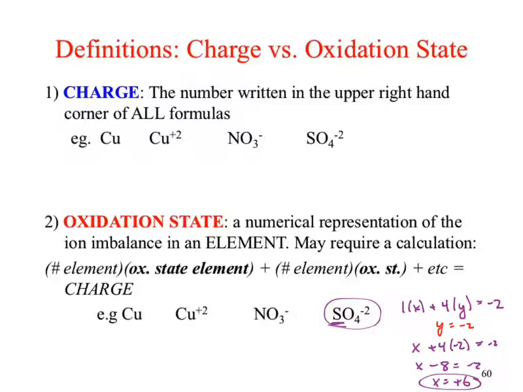Okay. That's how you're going through and doing this. You're looking at the balance of protons and electrons within an individual atom, and you're comparing that out to the charge for the molecule. Kind of make sense? Okay. How does this apply?